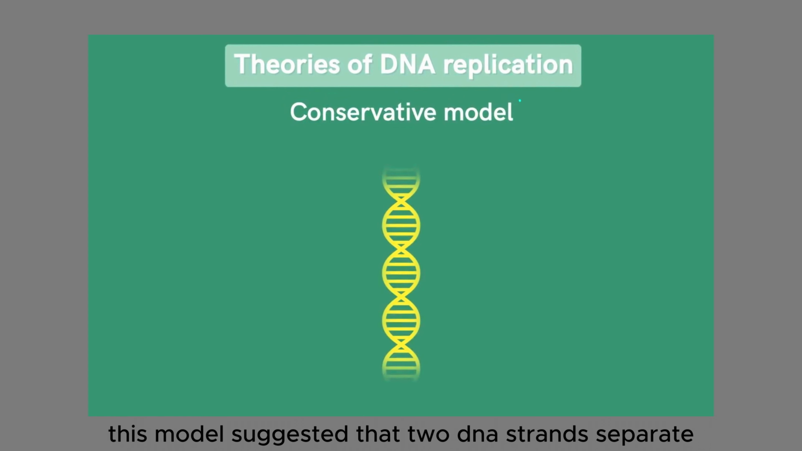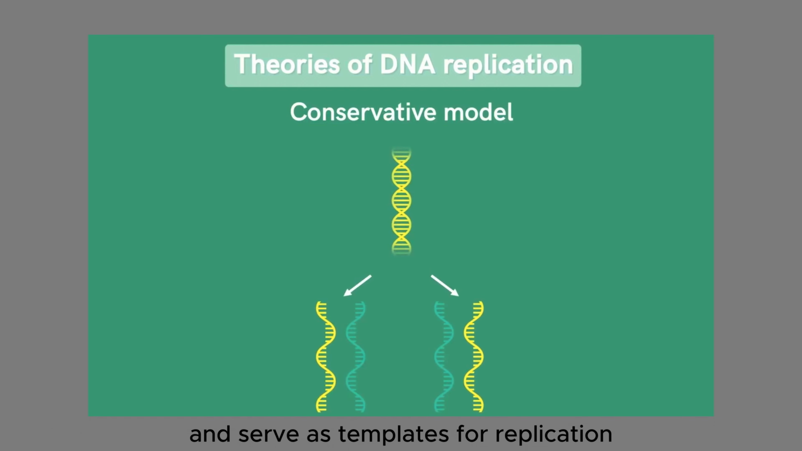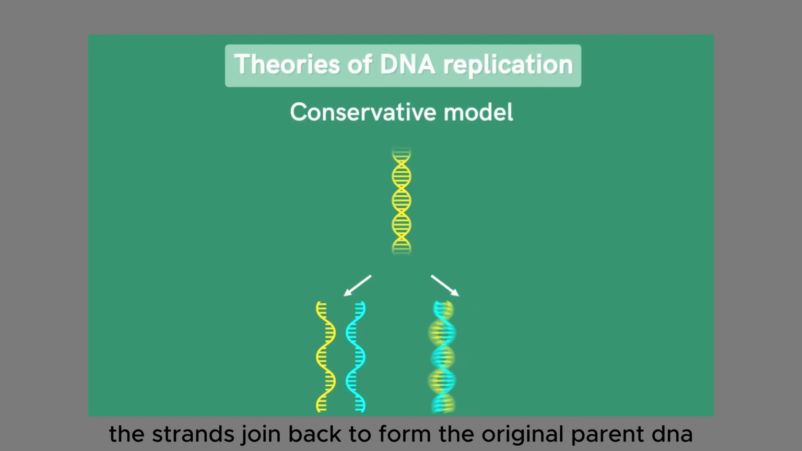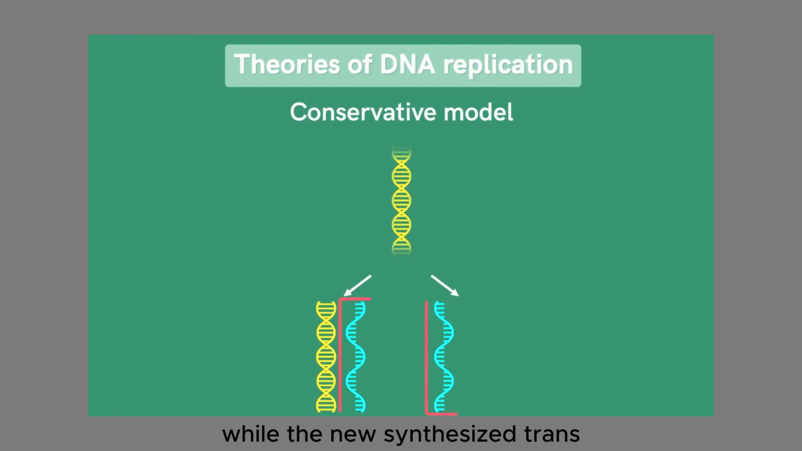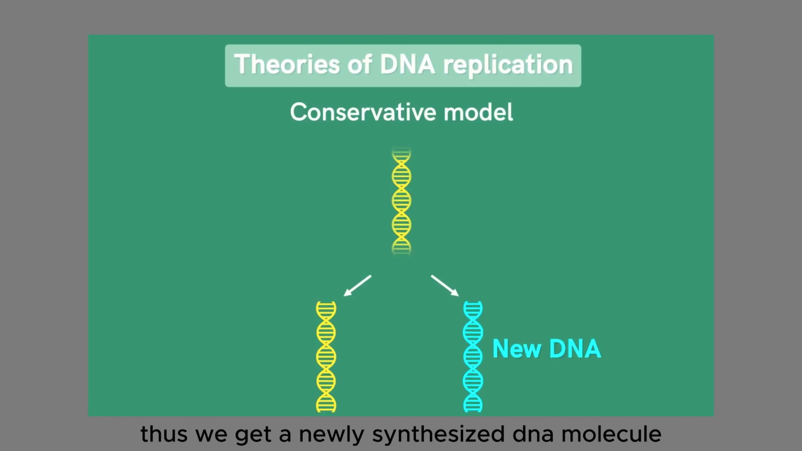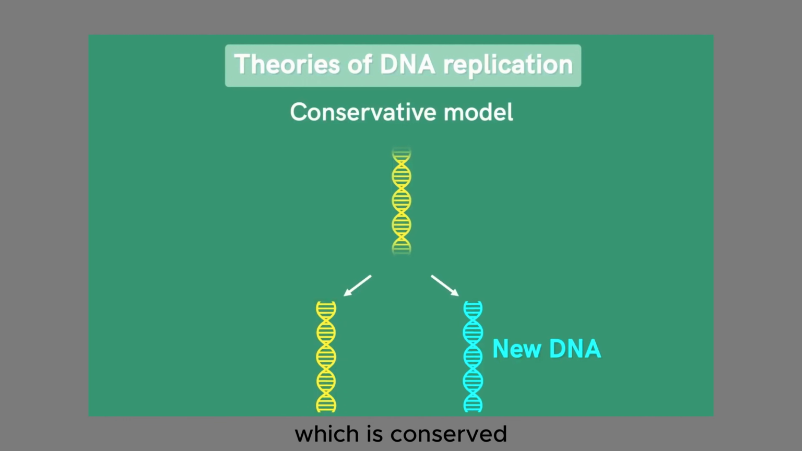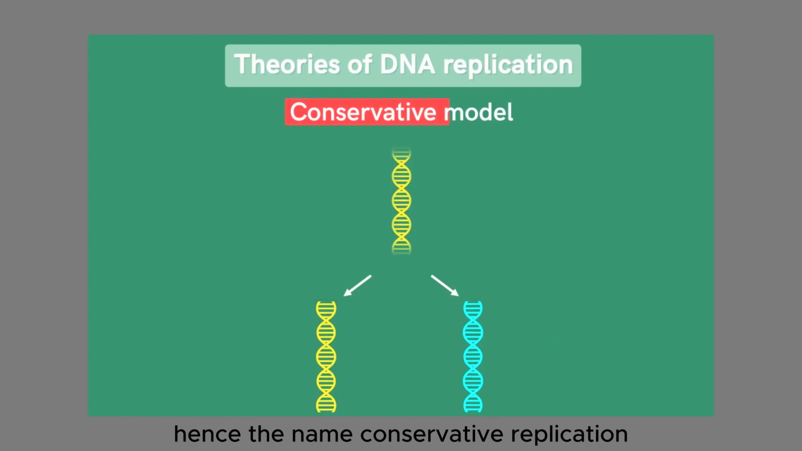This model suggests that two DNA strands separate and serve as templates for replication. But soon after replication, the strands join back to form the original parent DNA, while the newly synthesized strands join to form a completely new DNA. Thus, we get a newly synthesized DNA molecule, and we also get the original parent DNA molecule back, which is conserved. Hence, the name conservative replication.